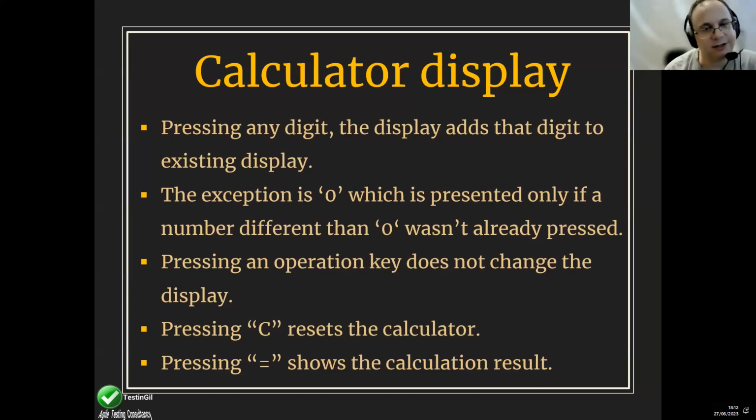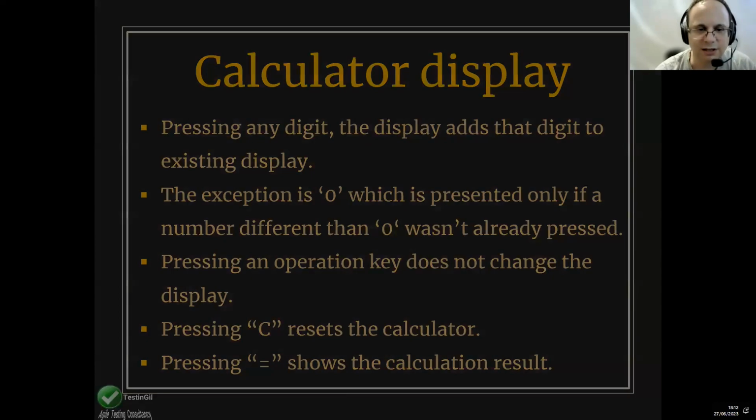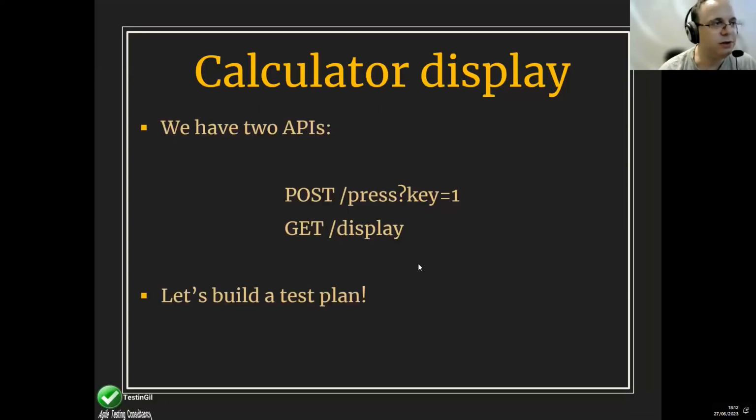Pressing C resets the calculator, and pressing equals shows the calculation result. That's basically it. If you need other things, I'll be the product for that. But what we'll try to do now is build a test plan. The way we're going to do this, like I said, interactively, is you write things in the chat window.